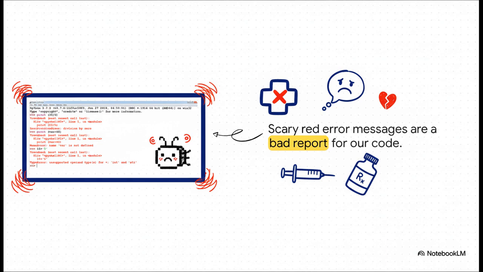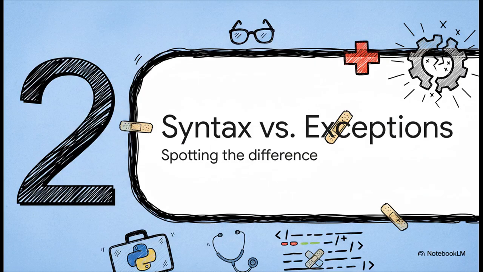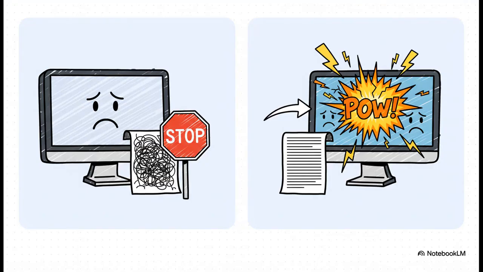These red lines are the symptoms. You see, a good doctor must first diagnose the problem correctly. So let's learn about the two main types of sickness our code can get. Now this is a very crucial point. Syntax errors are like bad handwriting that the computer just can't read. It won't even try. But exceptions? Those are problems that happen during the operation itself, even if the handwriting was perfect.